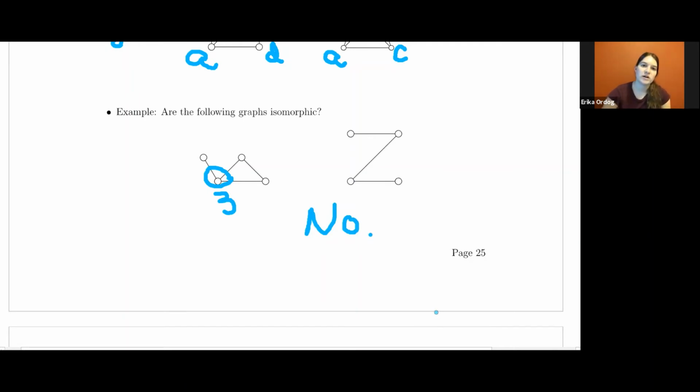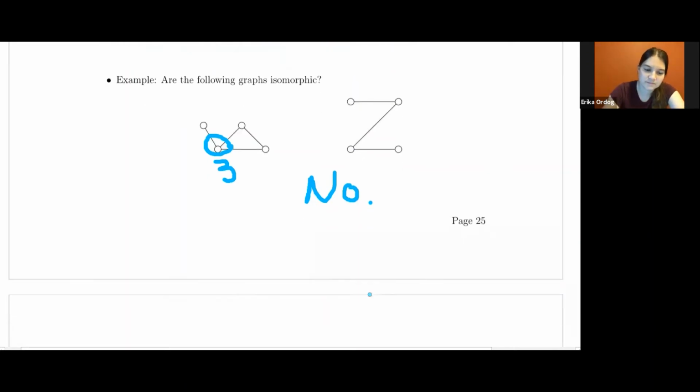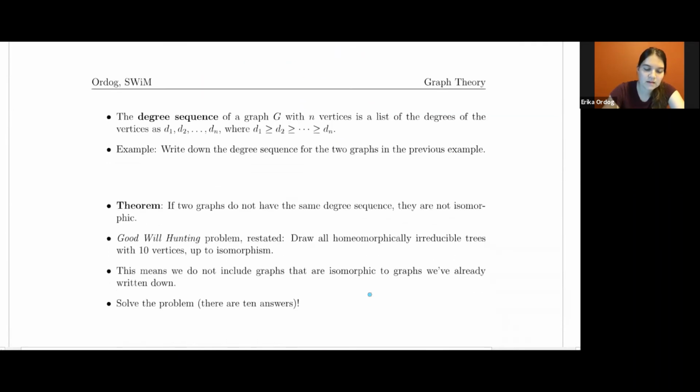So the degree is really important in looking at graph isomorphisms. That leads us to define something called the degree sequence of a graph G with n vertices. It's a list of the degrees of the vertices. So if we say the degrees are d1, d2, all the way through dn, we need n of them because there are n vertices. And we order them this way, where d1 is greater than or equal to d2, which is greater than or equal to d3, and the least one is dn at the end. Okay, so we want to write them so that we have a non-increasing sequence.